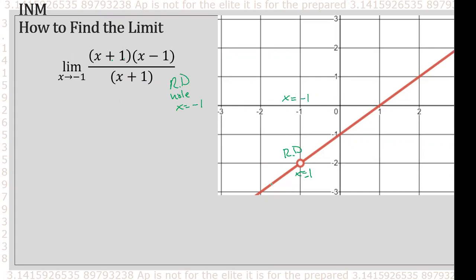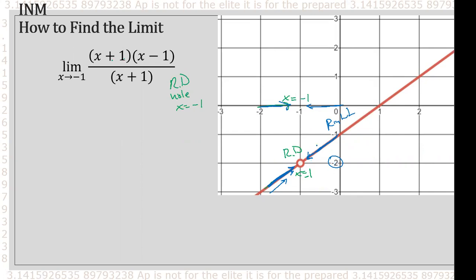As the definition said, we're getting really, really close to values in my domain. I'm going to get really close from the x values on my left and really close from my right. Let me change markers. If I go from my left and approach -1, I can see that my y value is -2. And if I come from my right and go really close to the x value of -1, my y value is also -2.